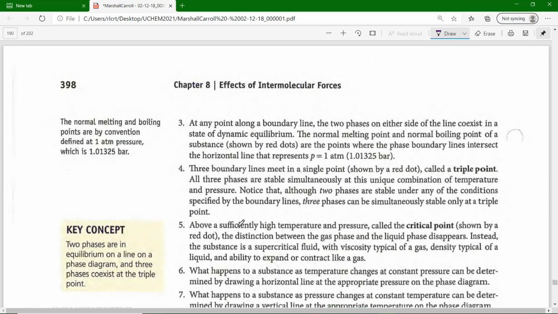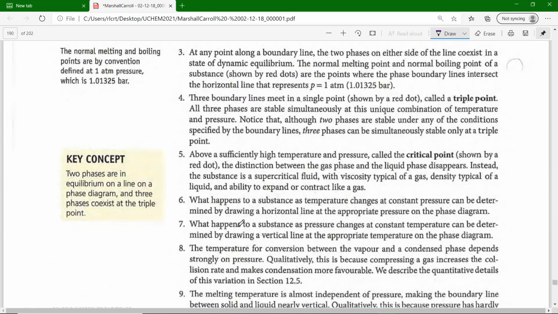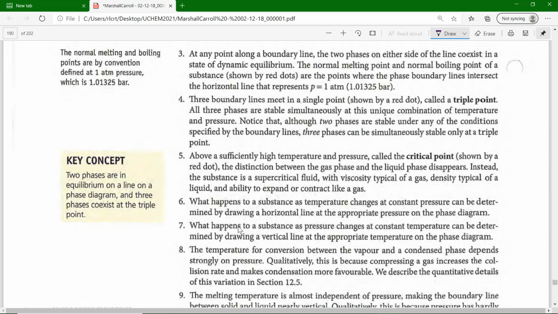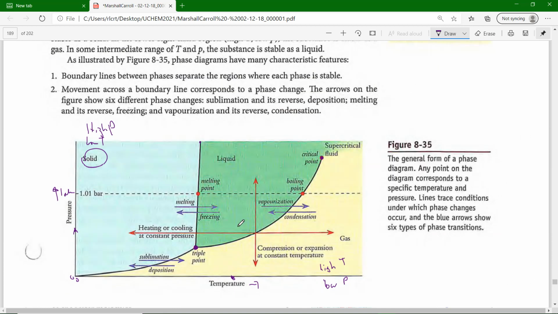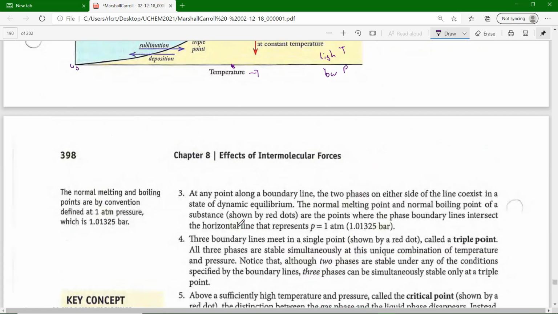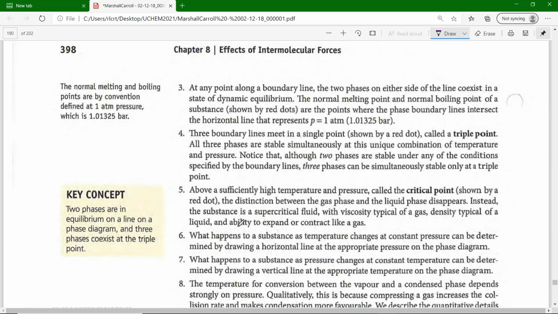Now these points here, I've said all of them. I'm not going to repeat all this. 1.013 bar, is that what we had there? 1.01, yeah, okay. Boundary lines, triple point, yeah.